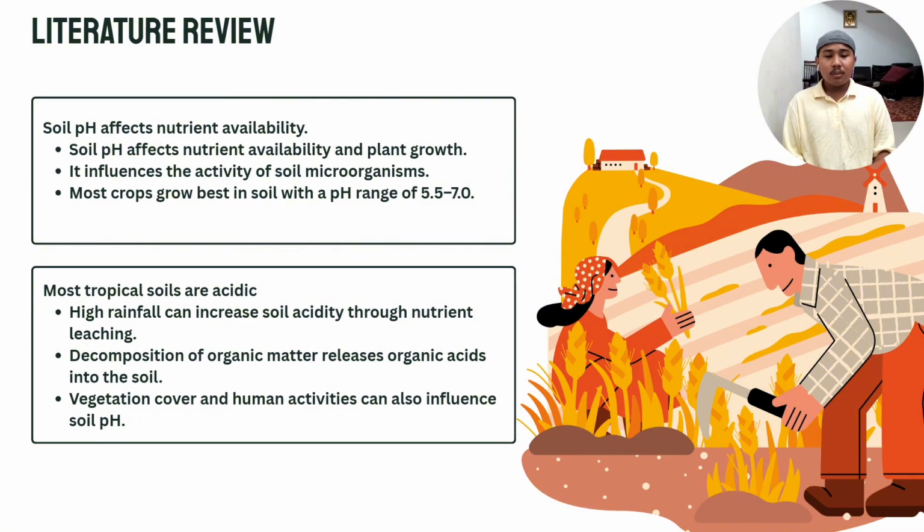Several environmental factors can affect soil pH. One of the main factors is rainfall. In tropical regions, high rainfall can cause nutrient leaching, which makes the soil more acidic. In addition, the decomposition of organic matter releases organic acid into the soil. Vegetation cover and human activity can also influence soil pH.